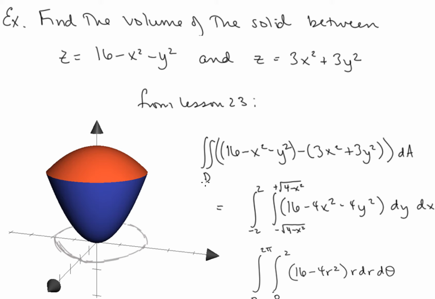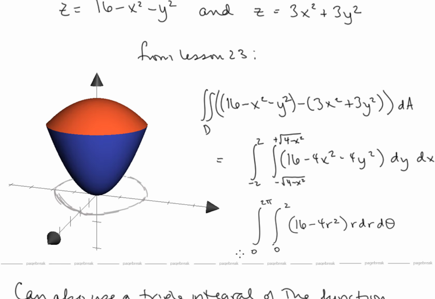The domain that we were integrating over was the shadow here that we get in the xy plane, and that was x squared plus y squared less than or equal to 4, and that determined our bounds here for y and then for x. But then we recognized that it would be easier to solve in polar coordinates, so we wrote the integral in polar coordinates.